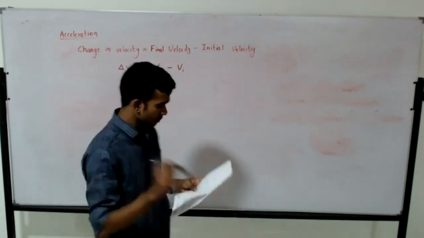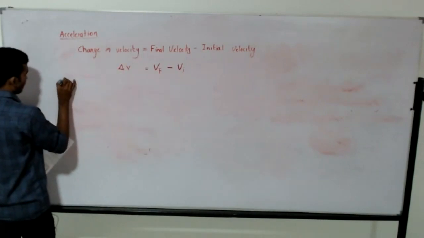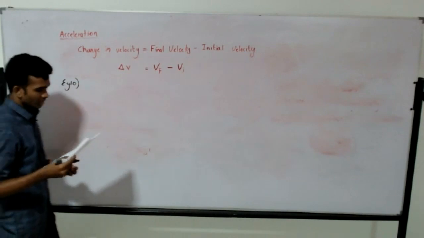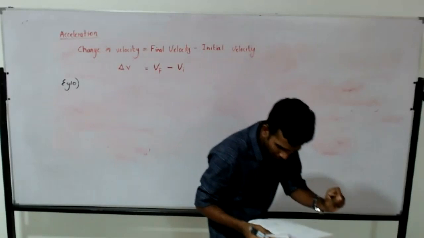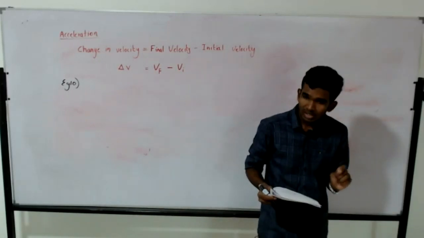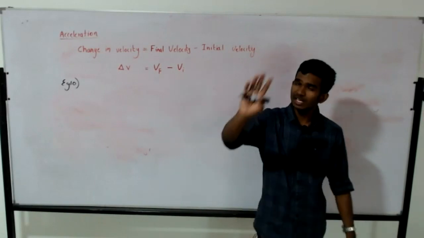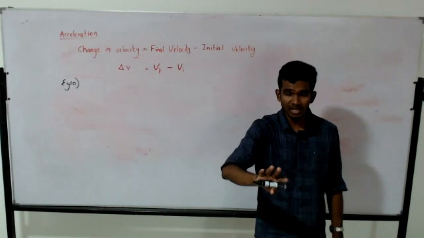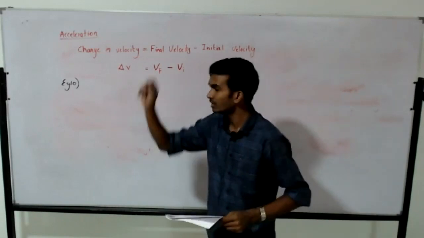Right, do with me. Example number 10. A racing bike increases its velocity from 50 to 75. Is 50 initial or final? From 50 means 50 is initial. So on top of 50 right there, write Vi.